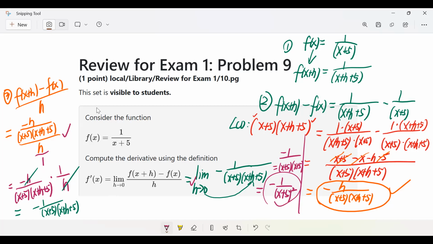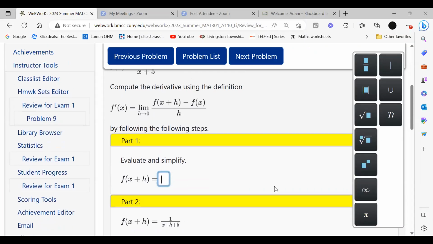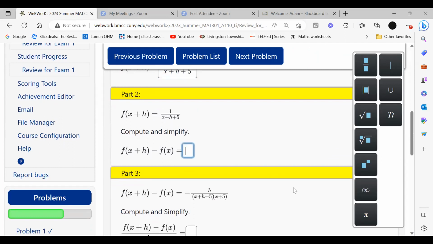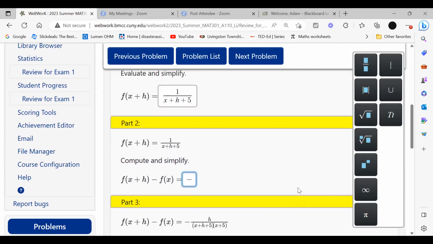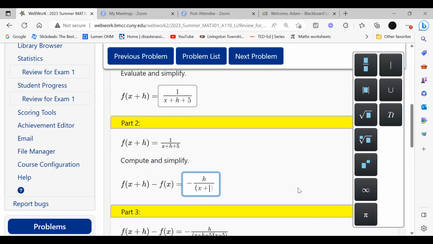All right, so let's go back to the answers here. Start with f of x plus h, right? So it will be 1 over x plus 5. And then the difference becomes a negative h over x plus 5 times x plus h, adding 5.